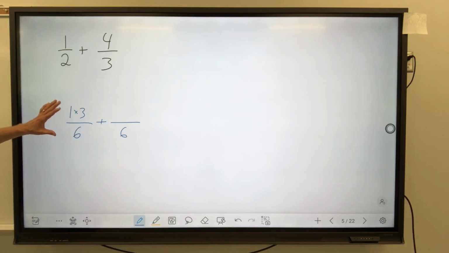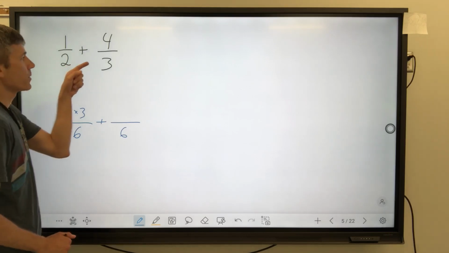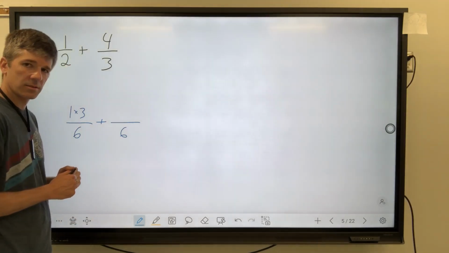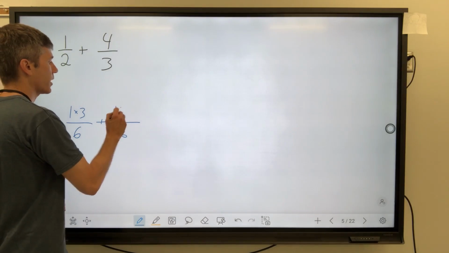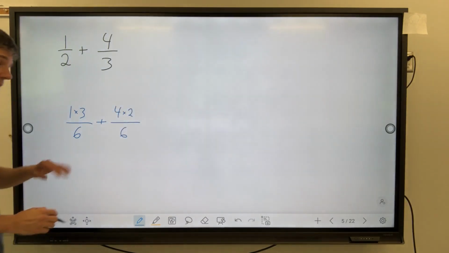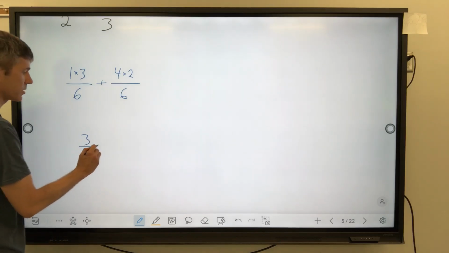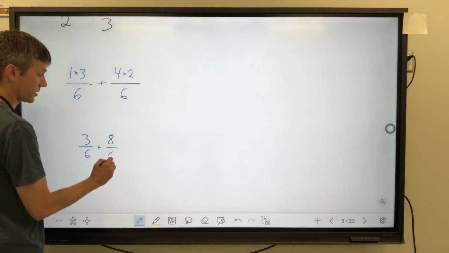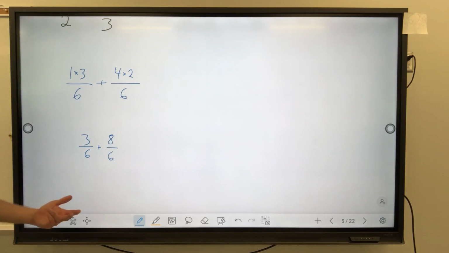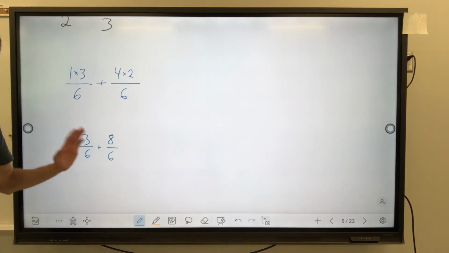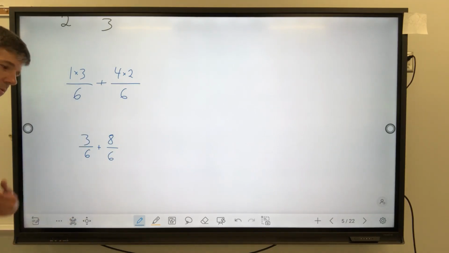Leave this step off if you want to. Jump to the next one if you like. 3 times what gives me 6? Oh, 2. So I have 4 times 2. So the next step, which you could jump straight to, is 3 over 6 plus 8 over 6. And I know you're like, I've seen this before. I know what I'm doing. I hear you. It's going to get more complicated with variables, so that's why we're doing this now.